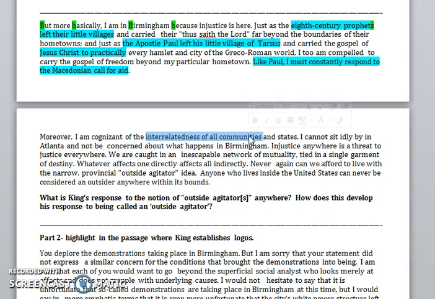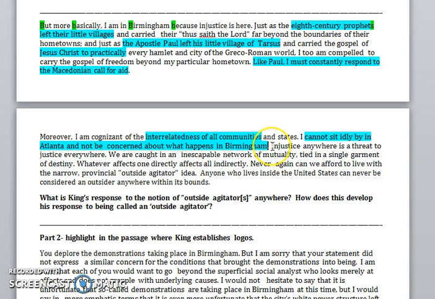And so he says he cannot in good conscience sit idly by. He just can't sit and watch this in Atlanta and not be concerned about what happens here in Birmingham. What happens here in Birmingham is going to be related to what happens in Atlanta.